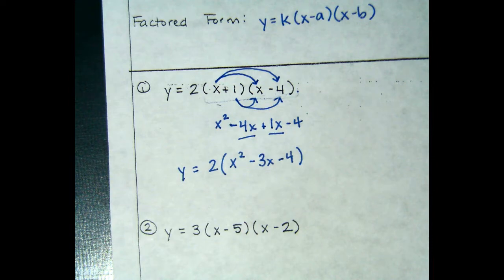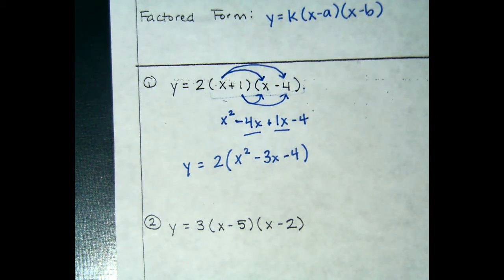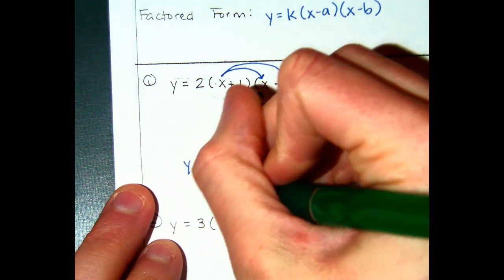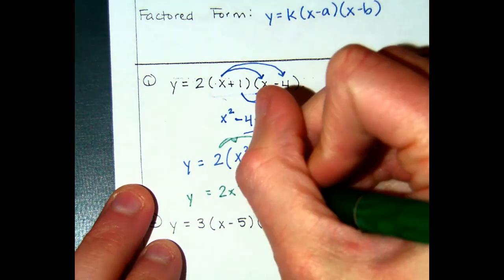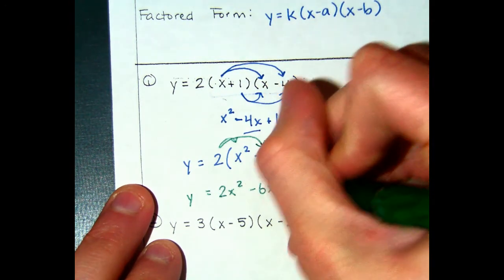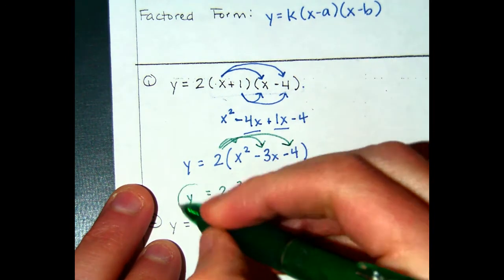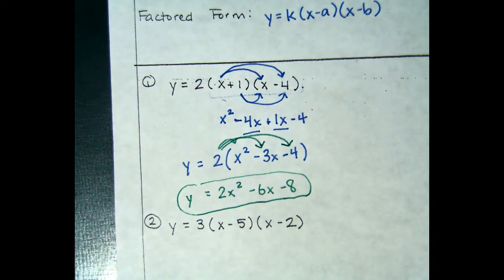I now need to distribute the 2 to everything. Make sure it gets distributed to every single piece. What is 2 times x squared? 2 times negative 3x. And 2 times negative 4. That is the answer. That is standard form. Here's my factored form. Here's my standard form.